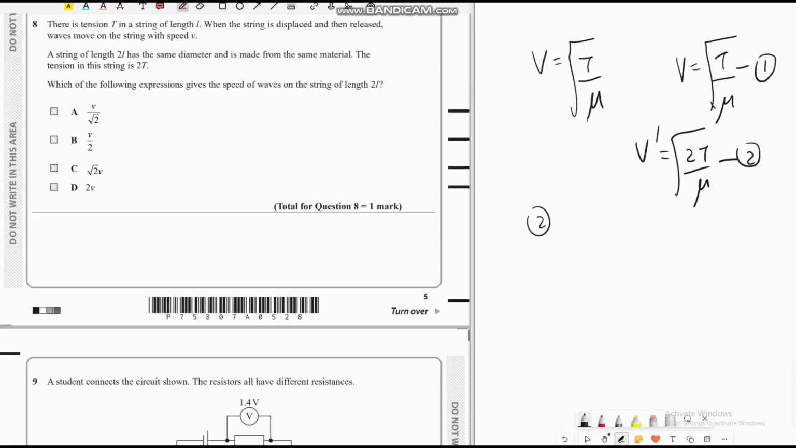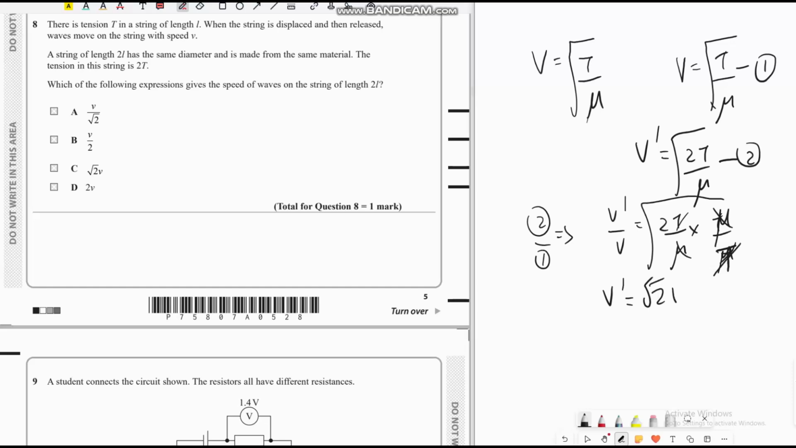If I divide the second equation by the first, I get v dash over v equals the square root of 2T over mu into mu over T. Sorry, I made a small mistake, it's mu over T. So T and T get cancelled off, mu and mu get cancelled off. I get v dash equals root 2 v. So the answer is answer C.